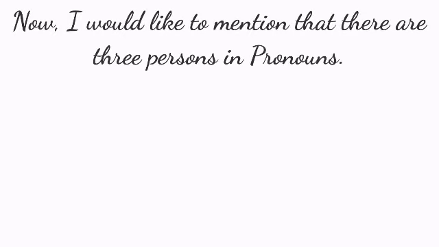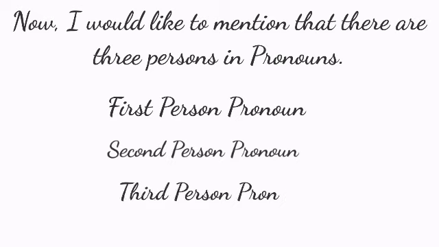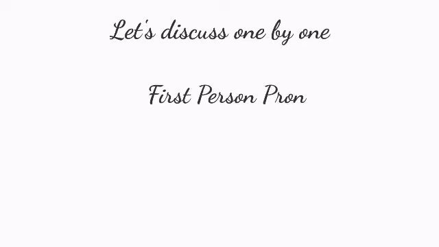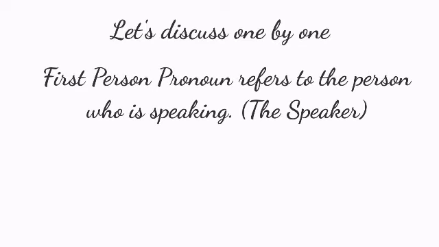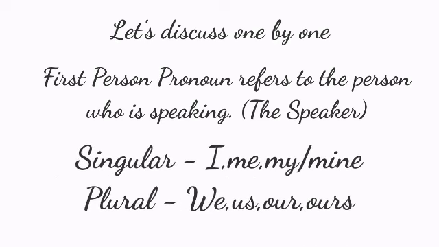And now I would like to mention that there are three persons in pronouns: first person pronoun, second person pronoun, and third person pronoun. Let's discuss one by one. The first person pronoun refers to the person who is speaking, which means the speaker, and the list of first person pronouns which we have are I, we, my, mine, me, us, our, and ours.